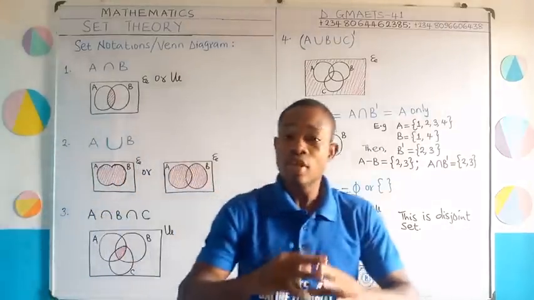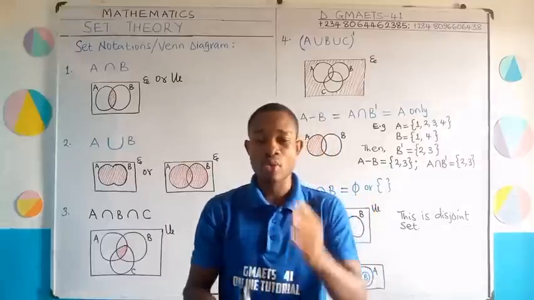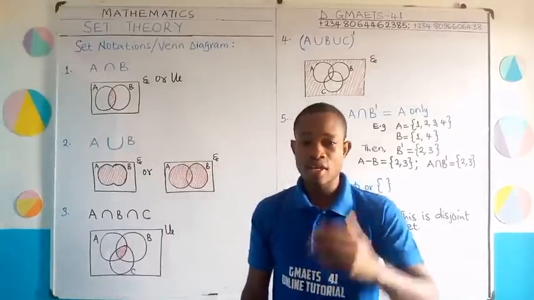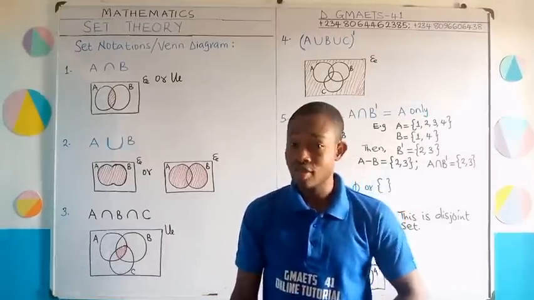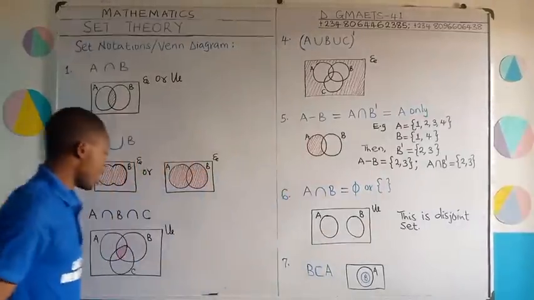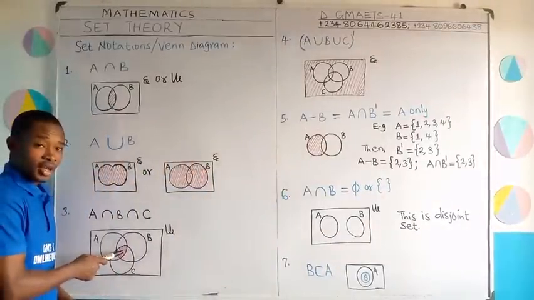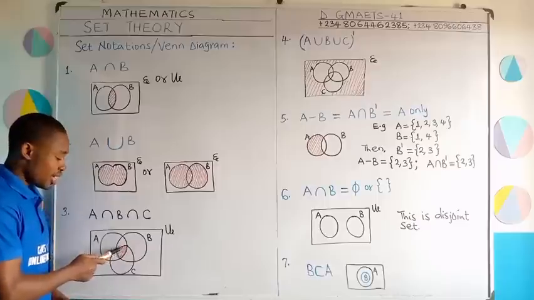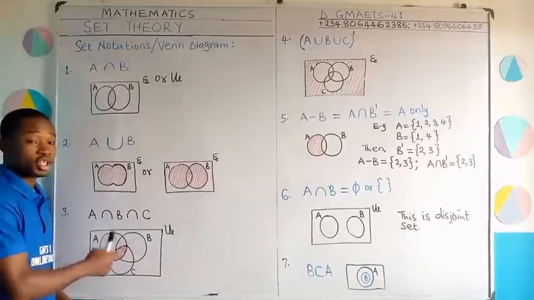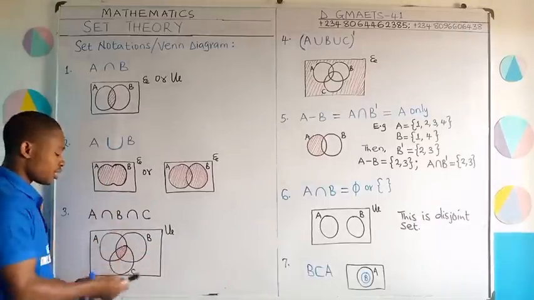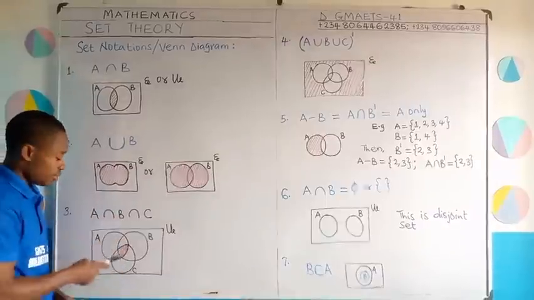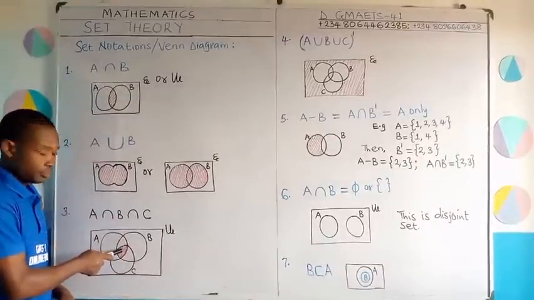Let us look at the next one, where we have three sets. And these three sets all intersect. So we have A, B, and C: A intersection B intersection C. On the board here, number 3, I have the Venn diagram for that. This portion shaded with this red marker shows A intersection B intersection C. So all elements that are common to the three sets have to be written here.